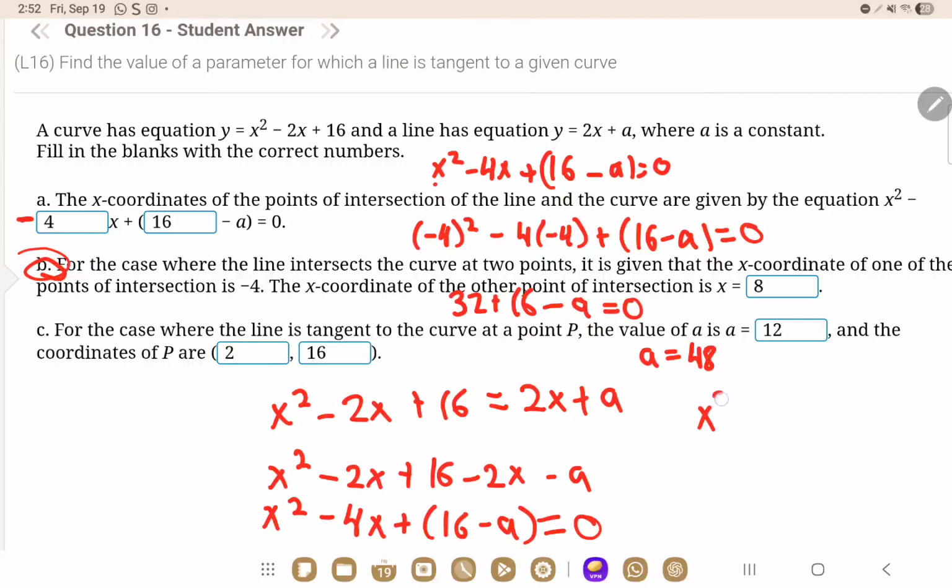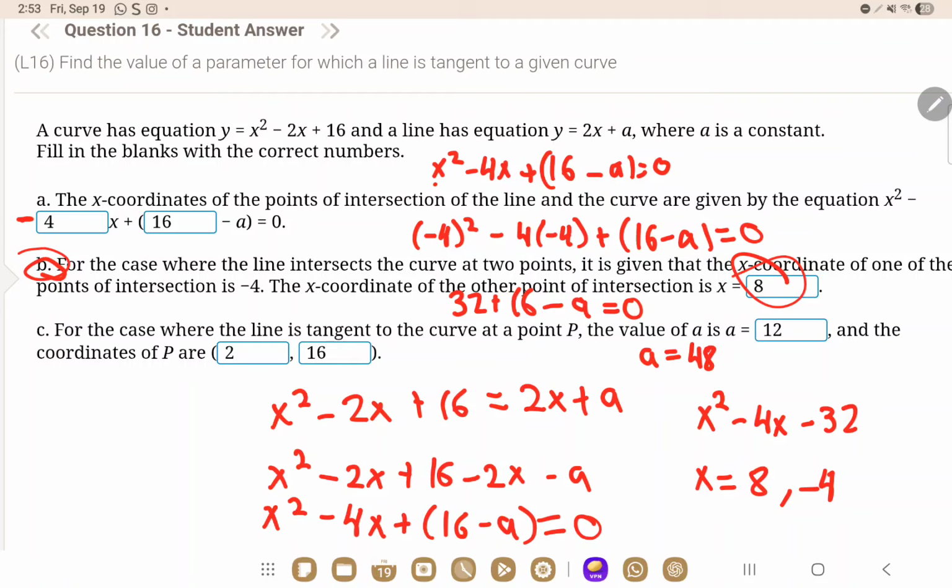So we have our equation to be x squared minus 4x plus 16 minus a. Since a is 48, 16 minus 48 is -32. Now we can just put this equation into our calculator in mode equation, or mode 3, which is 1x squared minus 4x minus 32. It will give us x could equal 8 or negative 4. So that's how we get the second answer.